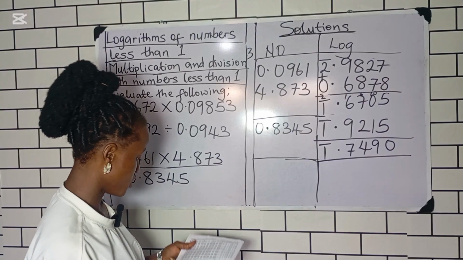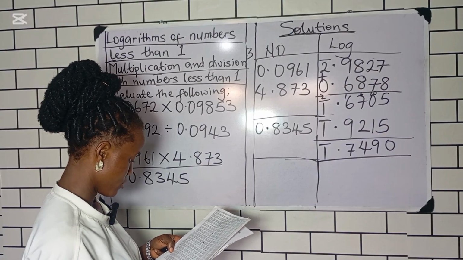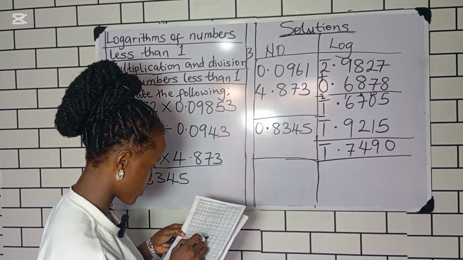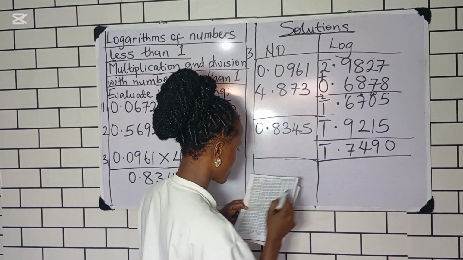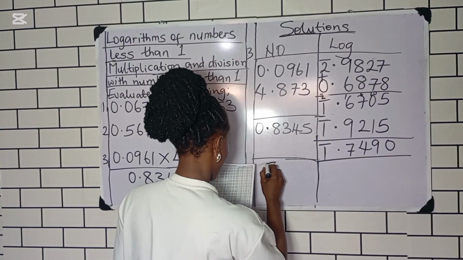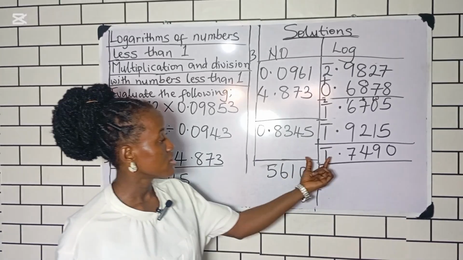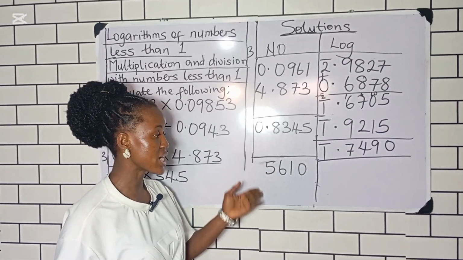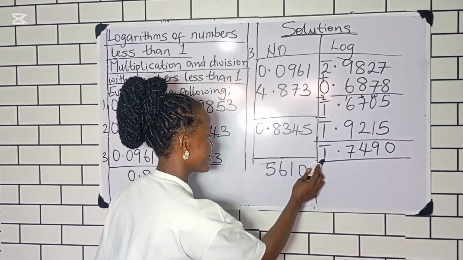Now in the antilog, we're going to look for 0.74 under 9. There's no difference of 0, so I'm not going to look for it. 0.74 under 9 is 5610. Now just like the way we normally do it, the characteristic part determines the position of the decimal point in such a way that if you write the number in standard form, the power of 10 is going to be the same as the characteristic here.